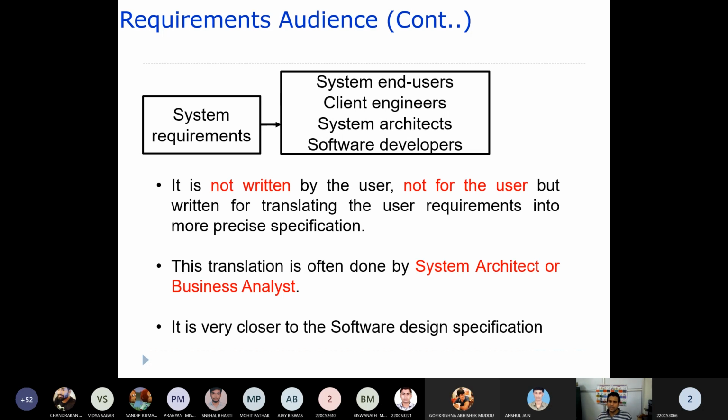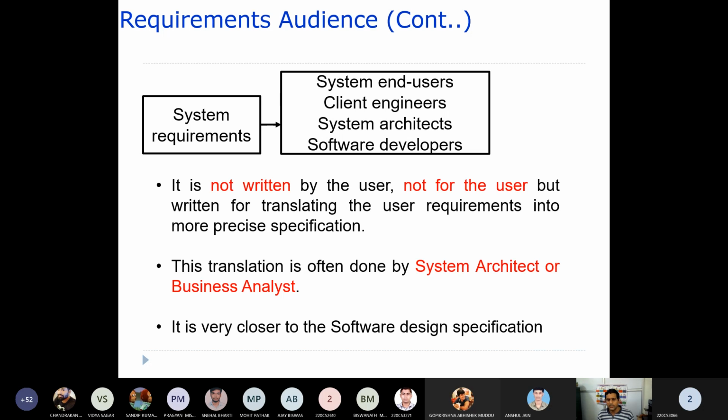It is not written by the user, nor is it for the user. It is only written for translating these requirements into a more precise specification. Whatever user requirements we have initially, that statement you have seen, is converted into a more precise, more accurate specification, and that is part of the system requirements. This translation is often done by a system architect or a business analyst. So at this phase, the system architect or the business analyst are involved.